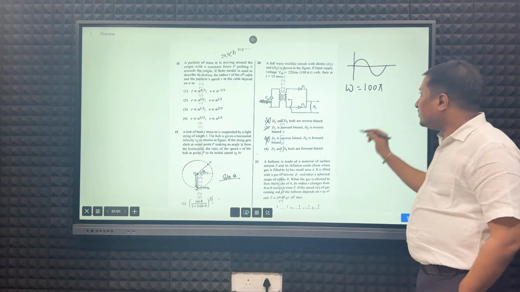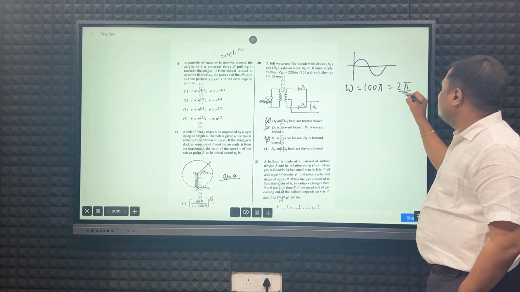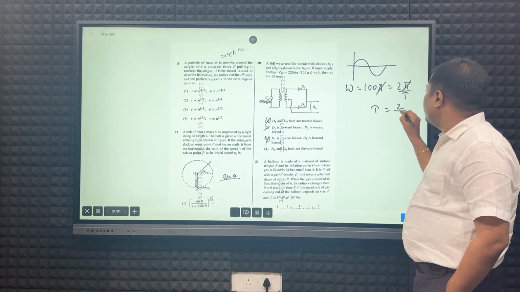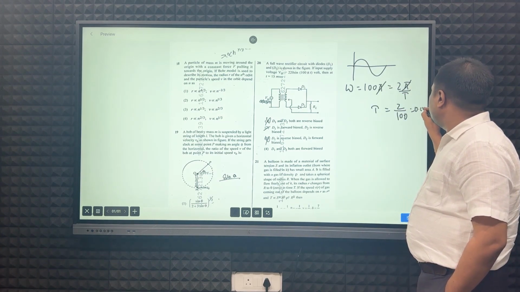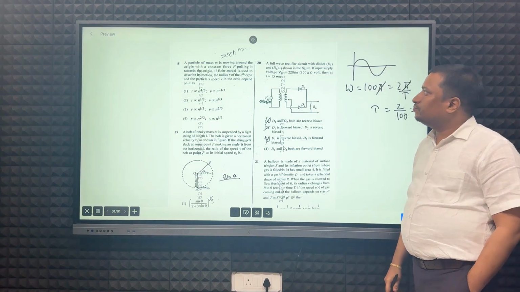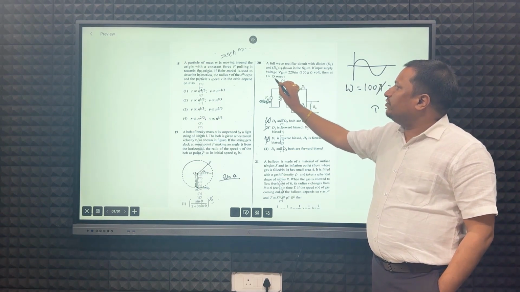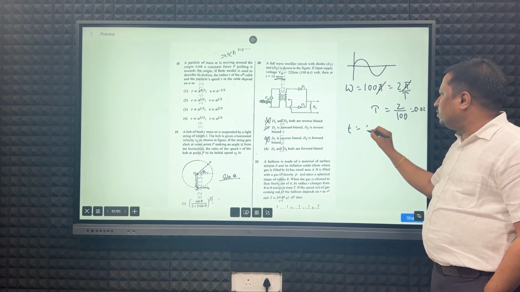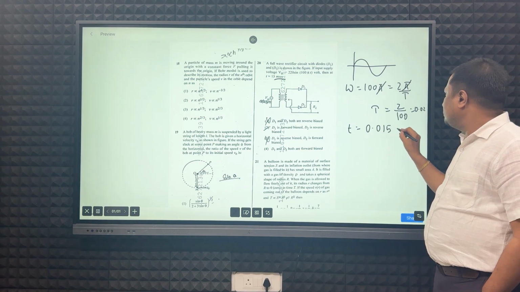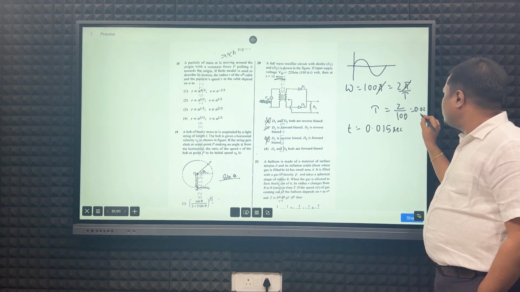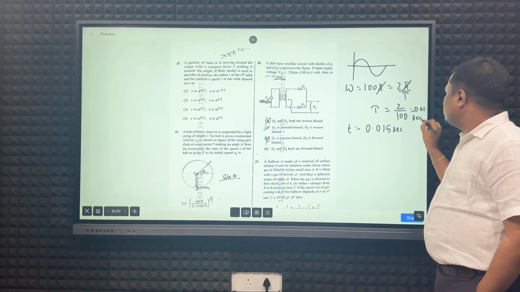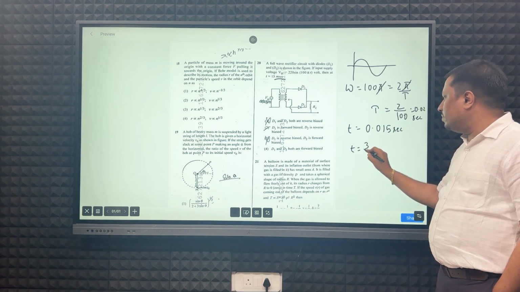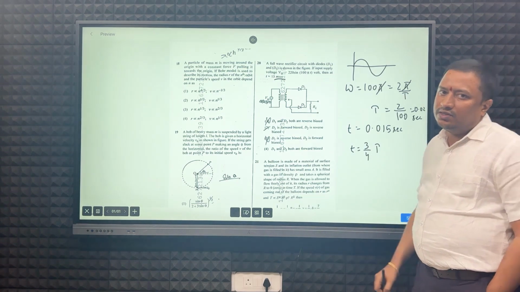Omega can also be written as 2 pi by time period. You can calculate the time period from here. Time period will become 2 by 100, that is going to be 0.02 seconds. Then at t equal to 15 milliseconds, t will be 0.015 seconds. While the time period is 0.02 seconds, this is 0.015 seconds. Can I write t is equal to 3 by 4 of the time period?